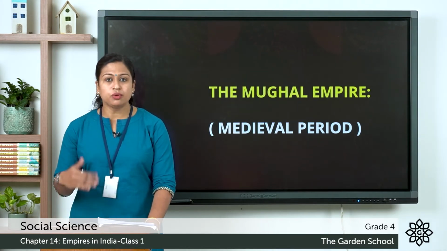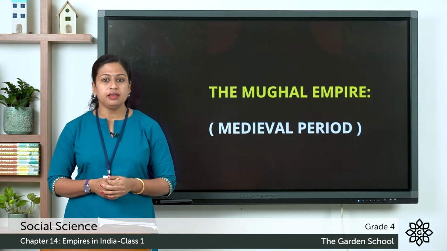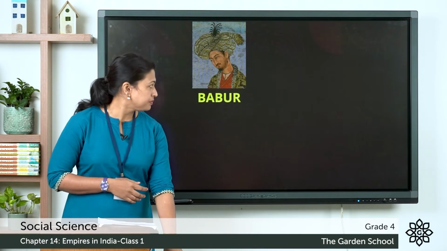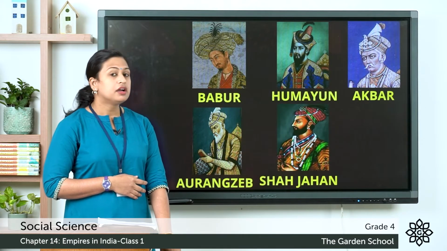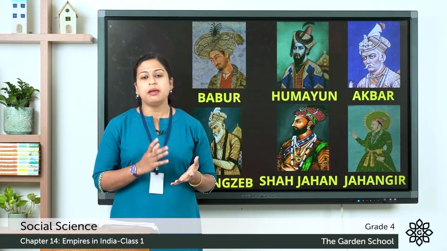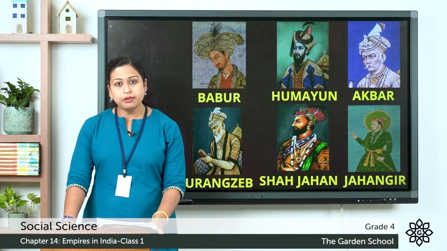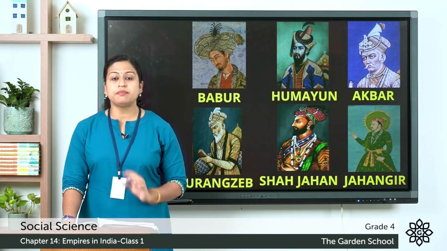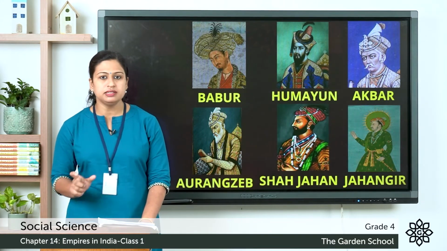So, the Mughal dynasty rose to power in the medieval period in India and they set up a large empire in India. Some of the famous Mughal emperors were Babur, Humayun, Akbar, Aurangzeb, Shah Jahan and Jahangir. Now among them, Akbar was the greatest emperor of the Mughal Empire. Here, Babur, that is the first picture, Babur founded the Mughal dynasty in India after defeating Ibrahim Lodi in the first battle of Panipat in the year 1526 Common Era. So here CE means Common Era.